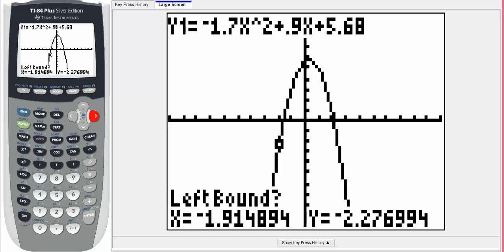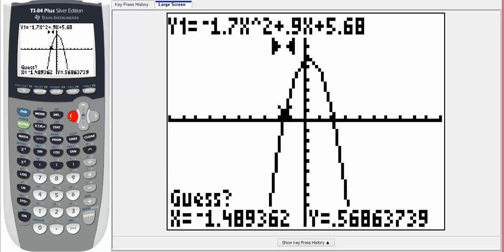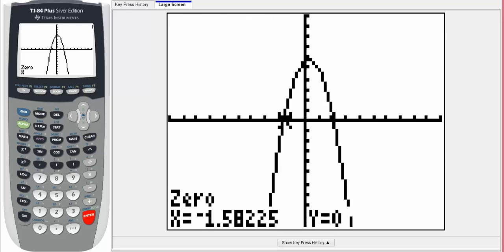Wait, so you're going to the left? The left of one of the zeros, hit enter, and then you go to the right of one of the zeros and hit enter. Zero is where it crosses the x-axis. Zeros is where it hits the x-axis. That's a really common way to say that. So change it, kids. Do you see that zero right there?